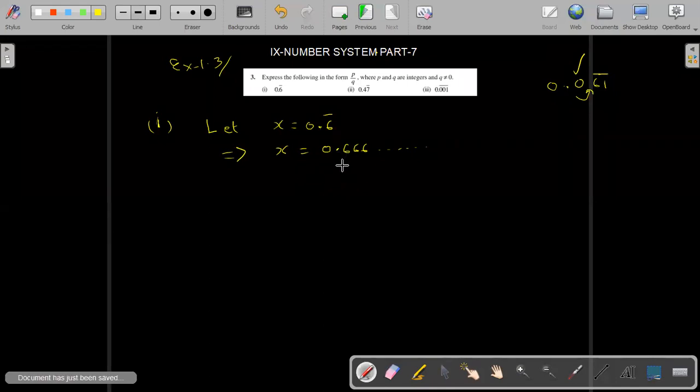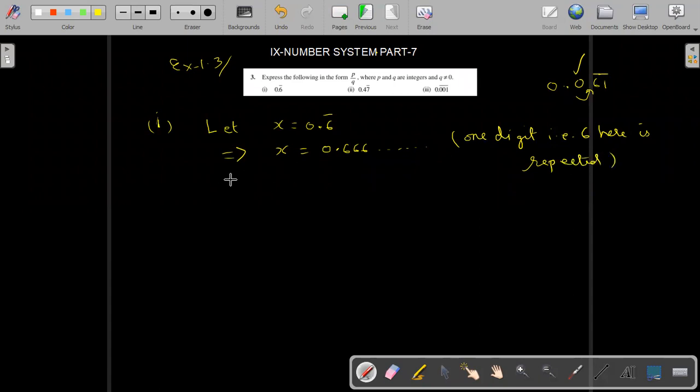Another thing, you have to check how many digits are repeating. Here only 6, one digit, is repeating. When one digit is repeated, we will multiply both sides by 10. If two digits are repeated, we will multiply by 100. If three digits are repeated, we will multiply by 1000.